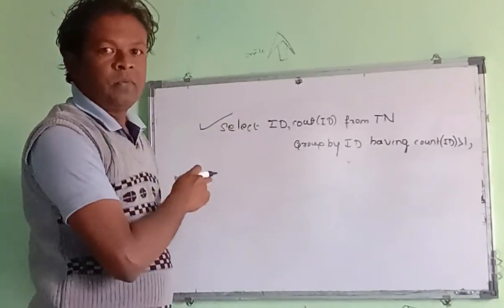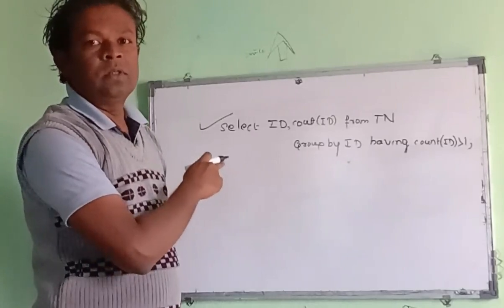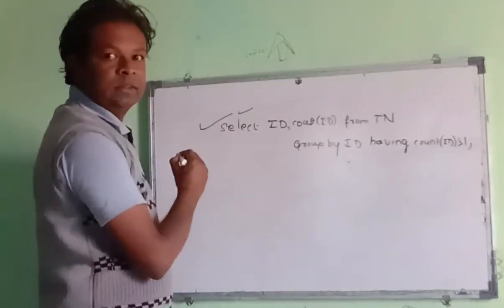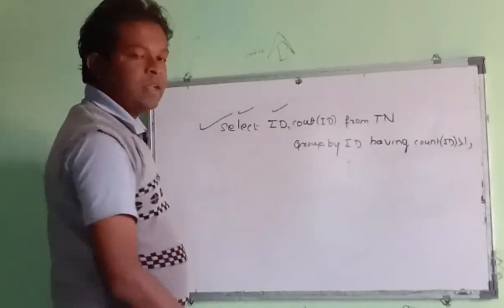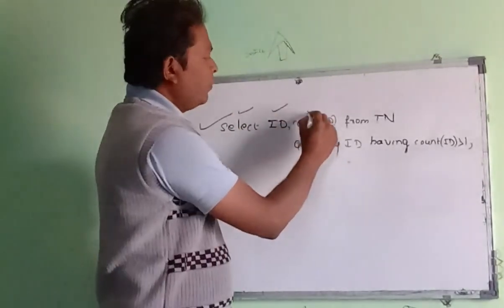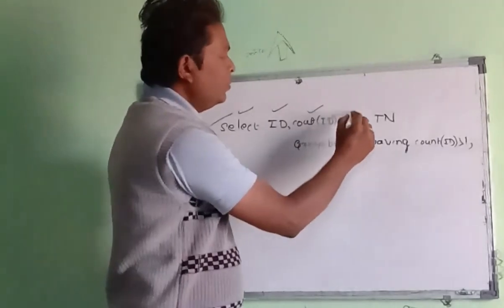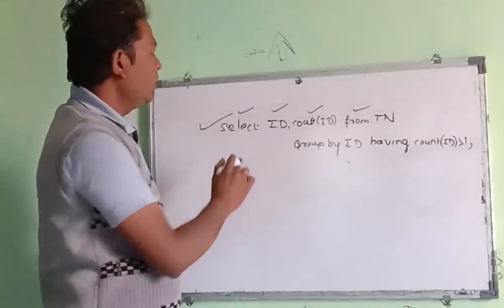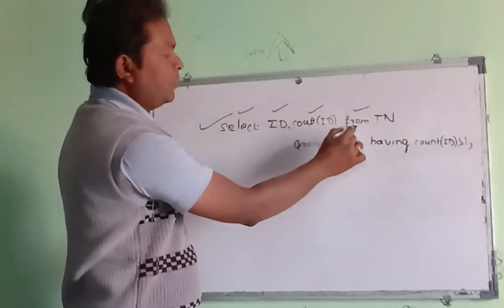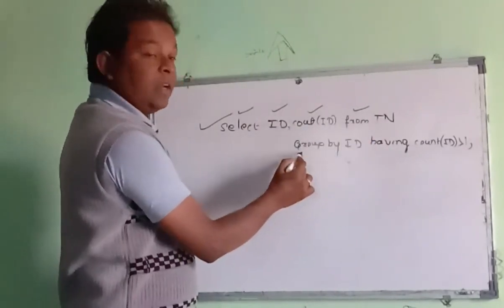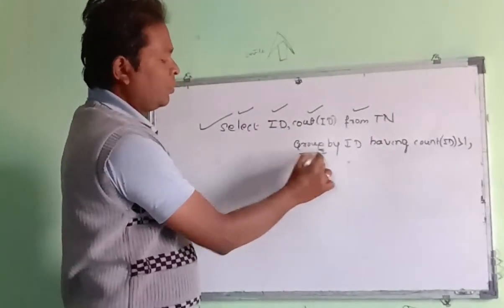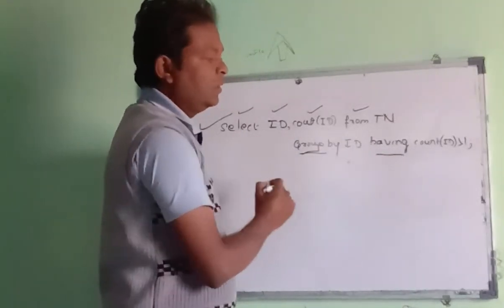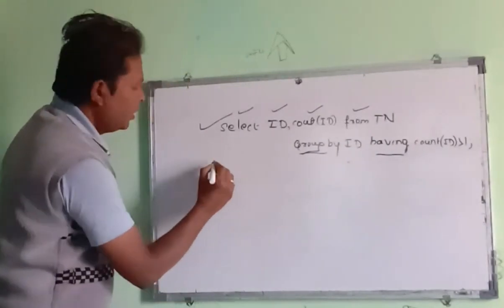So check whether it is following the SQL order. First I used select, then I used the column name, that is ID, and count of ID. Then it comes to from. I didn't use distinct here because I don't want it. Then after select I used from, then table name, then group by, then came having.